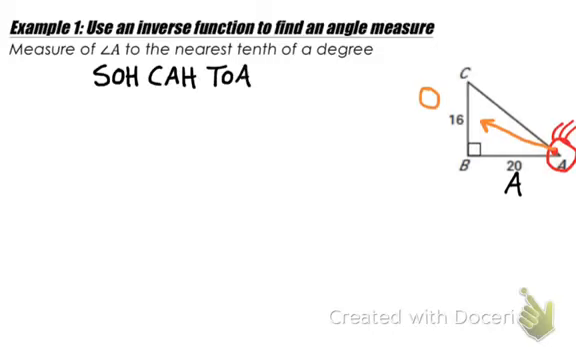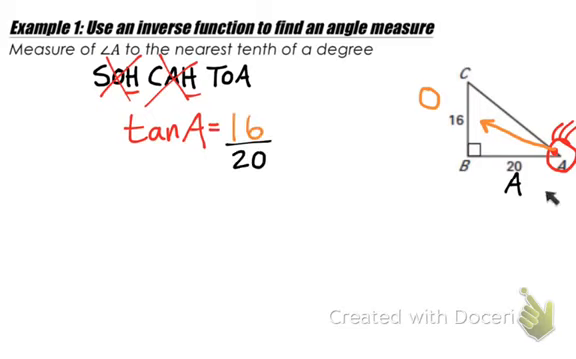Here is SOHCAHTOA, in case you don't know how the trig ratios are written. Because we only know the opposite side and the adjacent side, we are most definitely going to use tangent in our problem today. So we have the tangent of A. The tangent of A is equal to the opposite side, which is 16, over 20, which is the adjacent side.